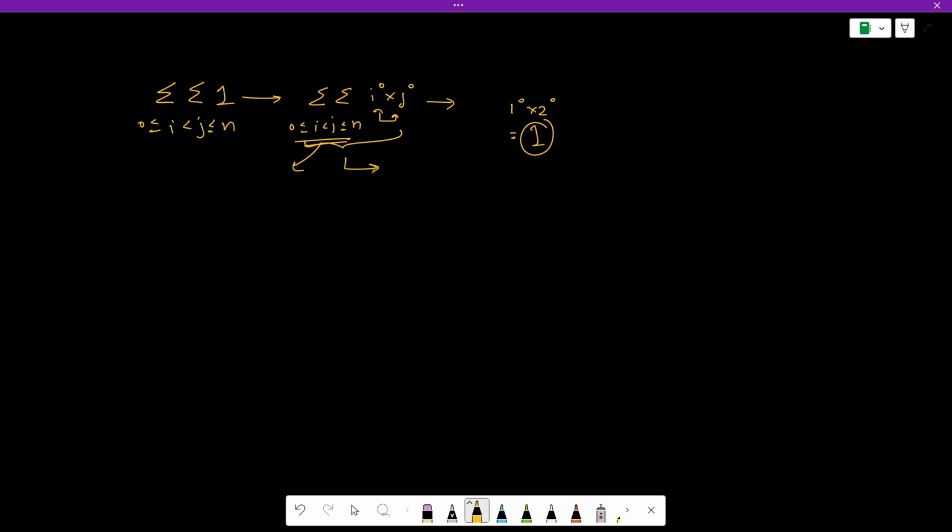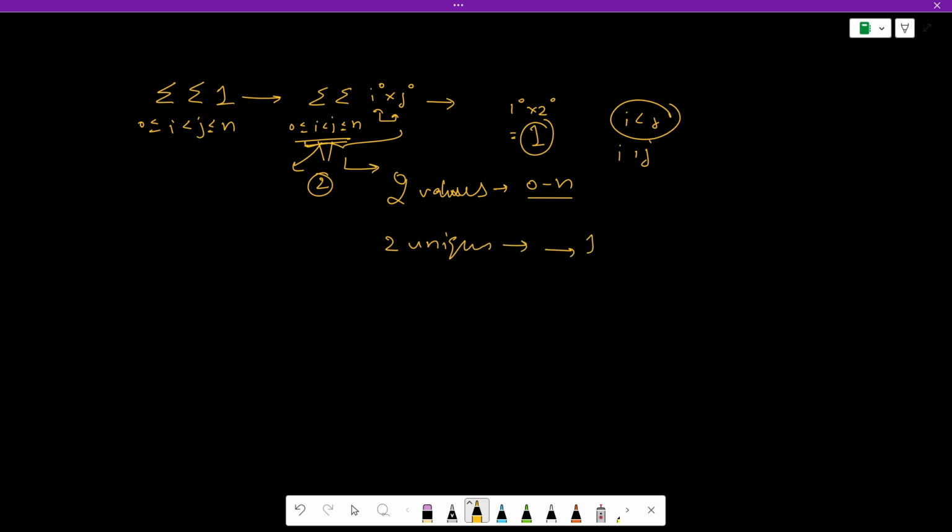Now how can you find that? Here we have only i and j, so we have two variables, so we will choose two values in the range 0 to n, and we will arrange them in only one way, that is i comma j, where i is less than j. So we have to choose two unique values and just arrange them in ascending order. That is only one way.